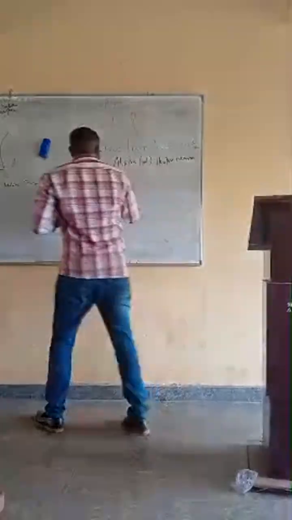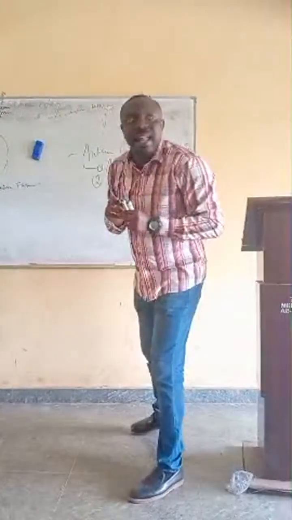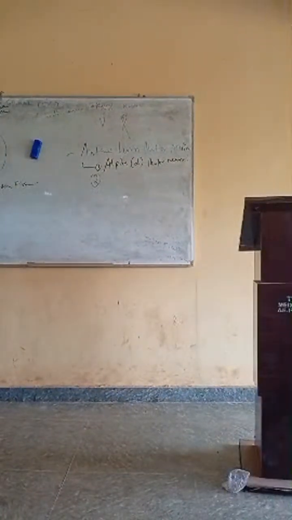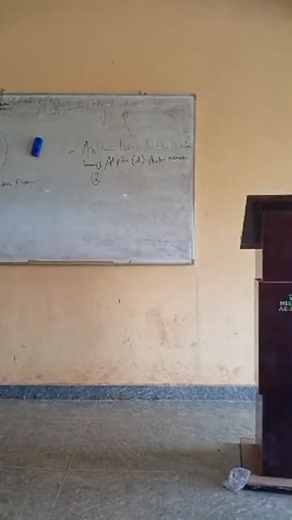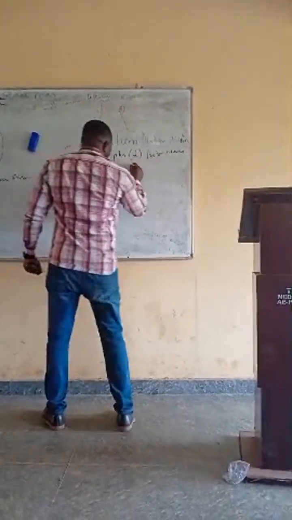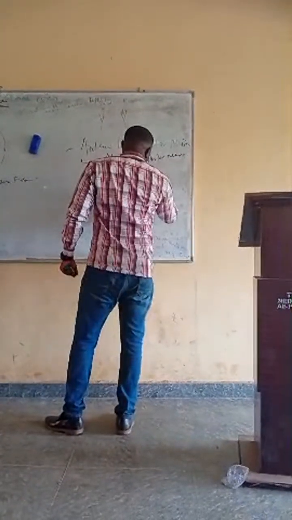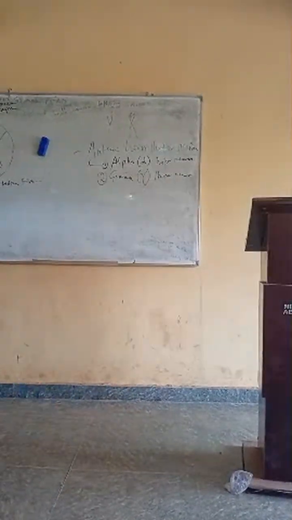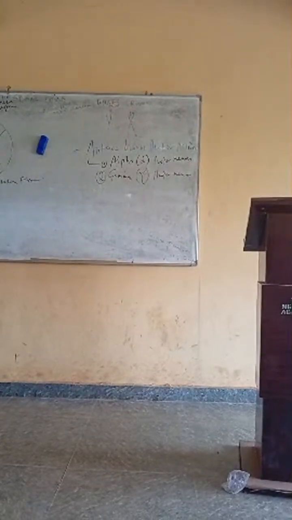Number two is called what? It's not beta. It's called gamma motor neuron. Number two is called gamma motor neuron. You don't get it?